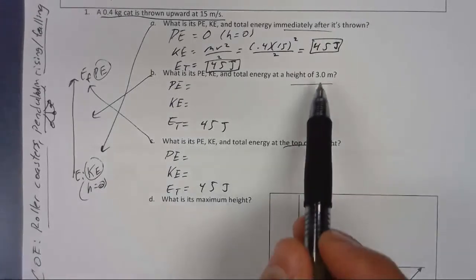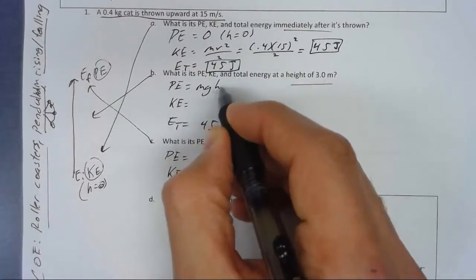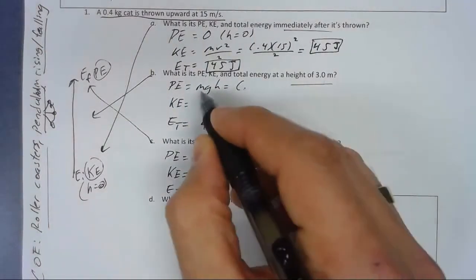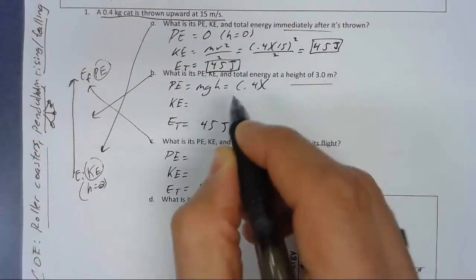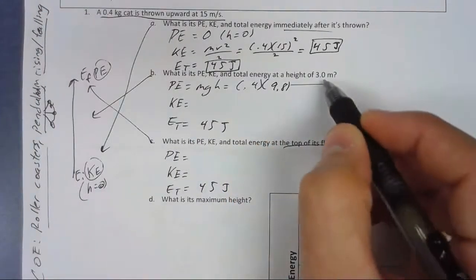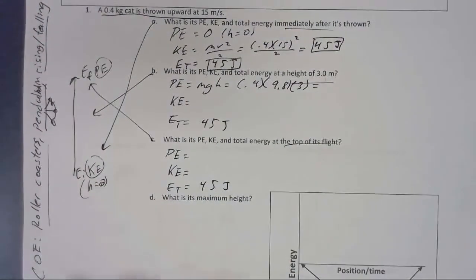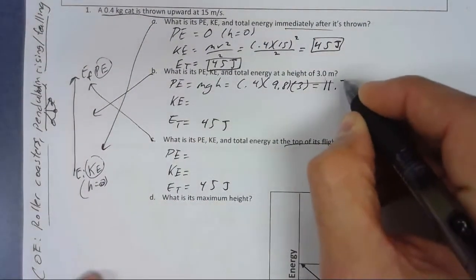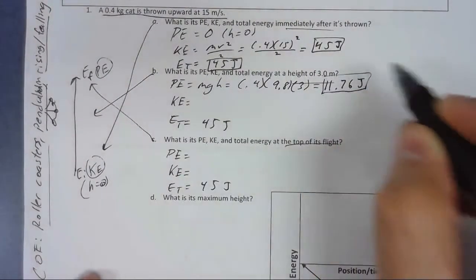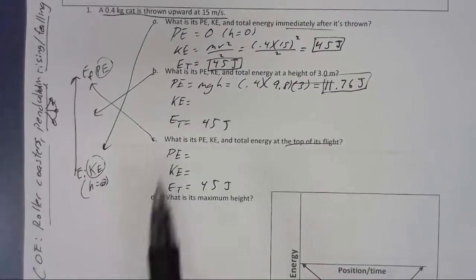The next point, we know the height is 3 meters. So the potential energy there, we can do mgh for potential energy. That's our formula for potential energy. Mass, again, is 0.4. Our g is the acceleration due to gravity. That's 9.8. And here's our height, 3 meters. 0.4 times 9.8 times 3 gives us 11.76. That's our potential energy at that particular point. Okay, so now all we have left is the kinetic energy here.